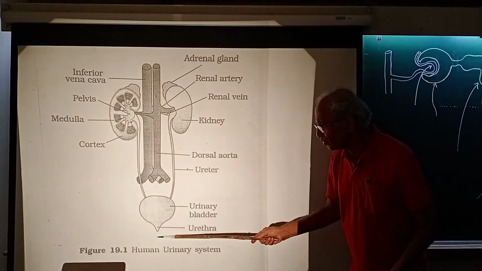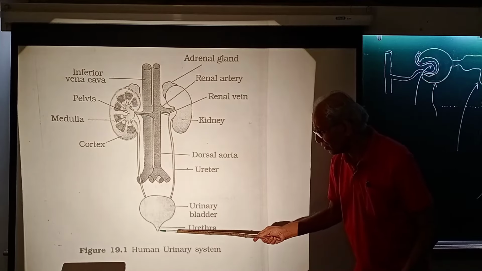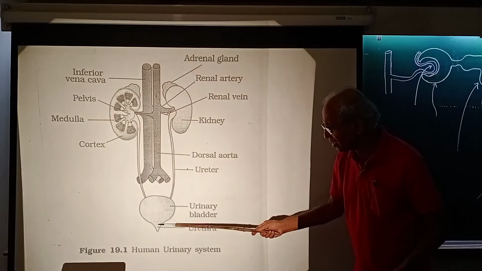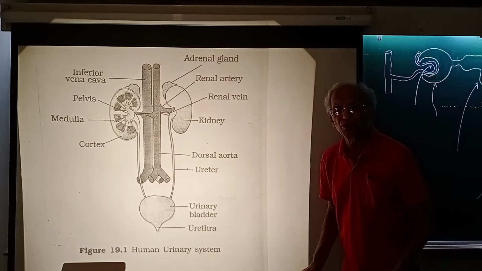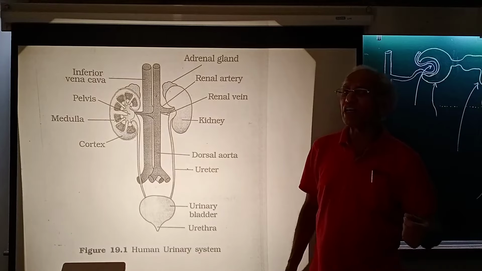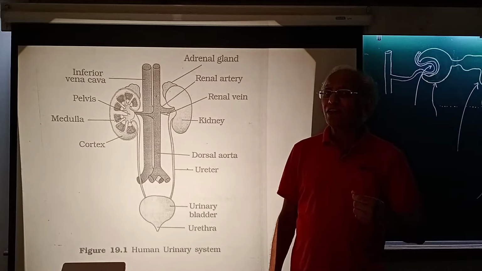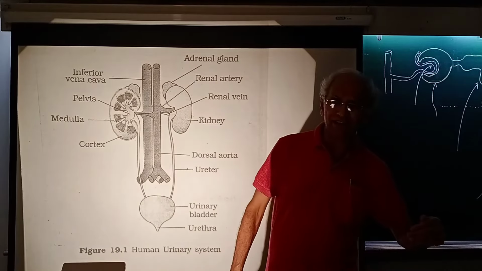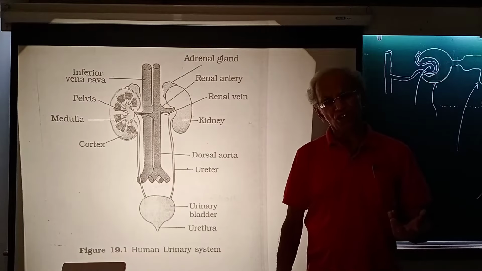From the urinary bladder there is the urethra. Actually it's a tube. It has not been clearly shown here, but that's a tube, the urethra. Urethra is usually longer in males, because in males the urethra passes through the penis. In females the urethra is shorter.